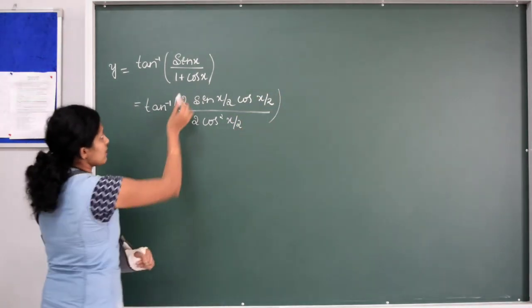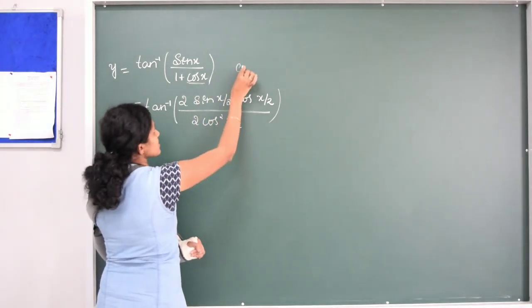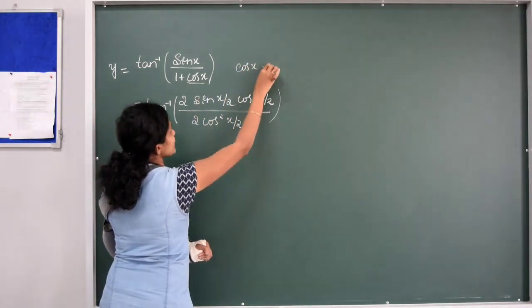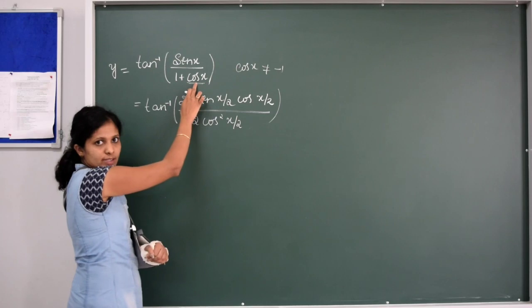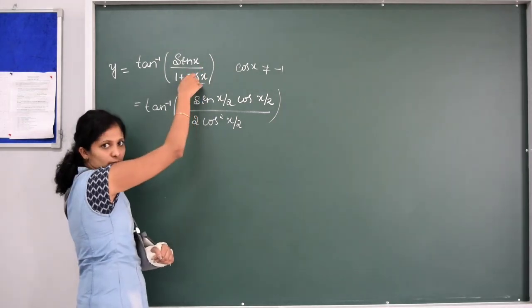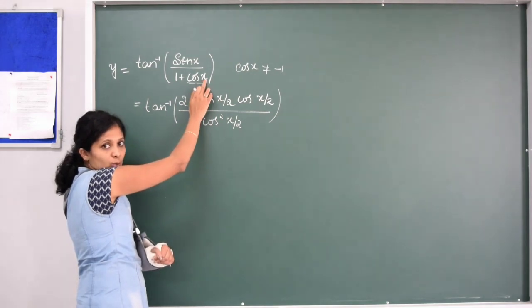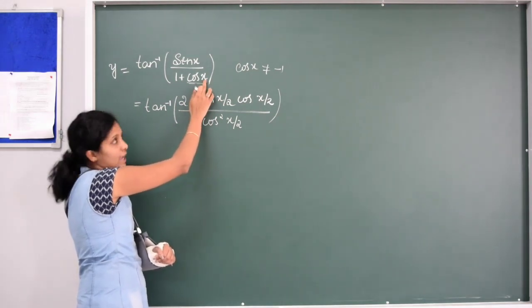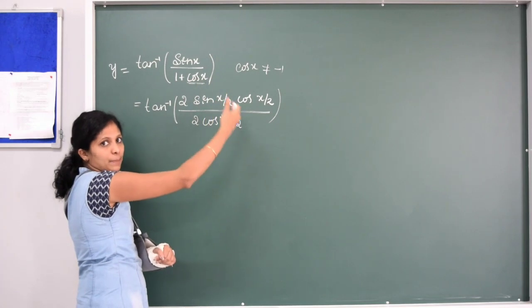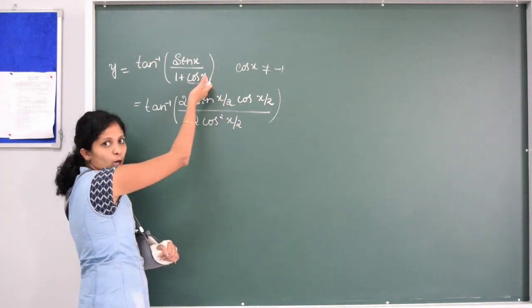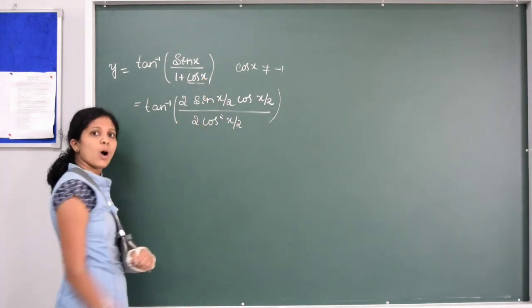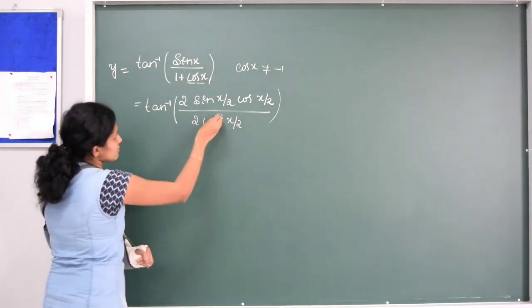One more thing you have to remember. Here the value of cos x can't be equal to minus 1. If cos x is equal to minus 1, then it will be in the not defined form. So cos x can't be equal to minus 1. I mean that x is not equal to the odd multiple of pi. I mean x is not equal to pi or 3 pi or 5 pi. Remember this: x cannot be equal to the odd multiple of pi. Now we'll continue this one.